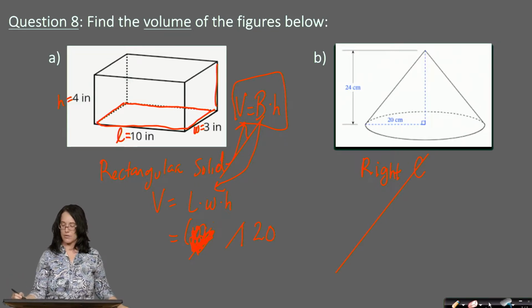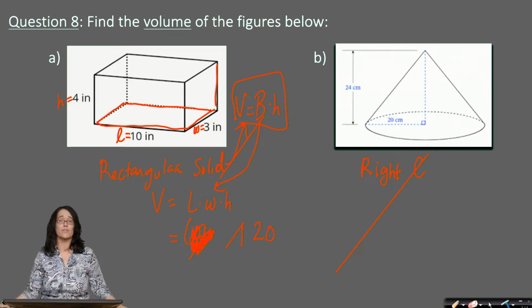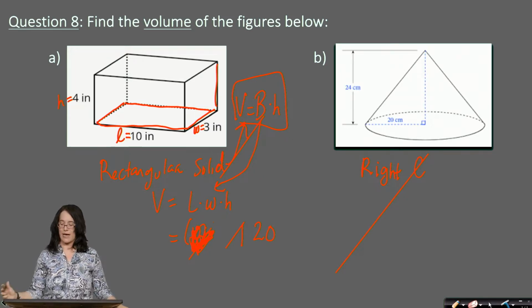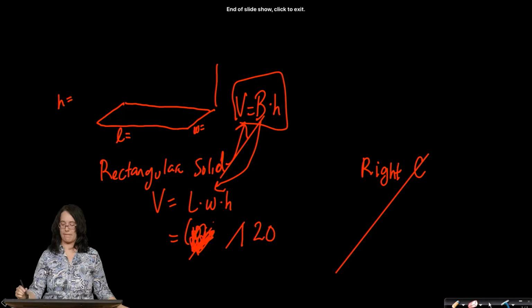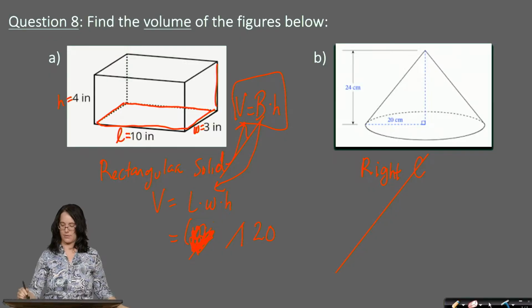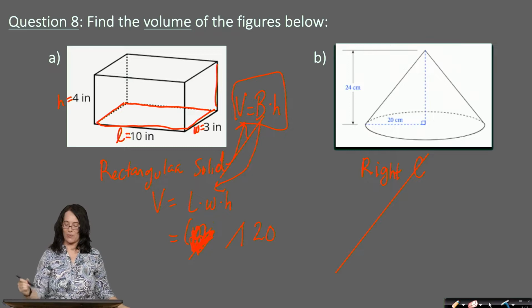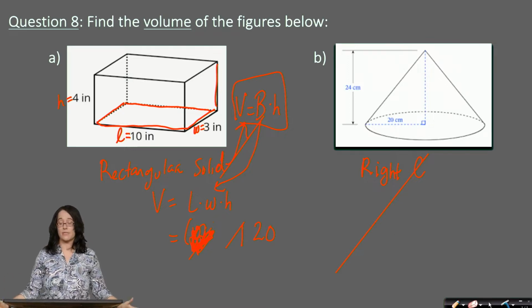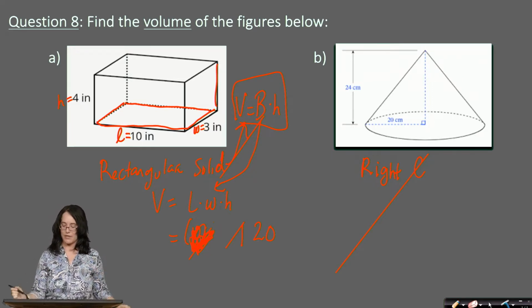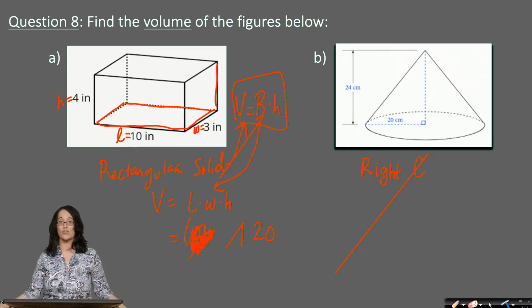For this right circular cone, what we'd want to do is find, again, for the volume, the area of the base times the height. So how would I do such a thing? Well, we want to take the area of that base. What kind of base is this? This is a circular base. So if we take the area of a circular base, we would get pi r squared. Can you see what r is in this example?